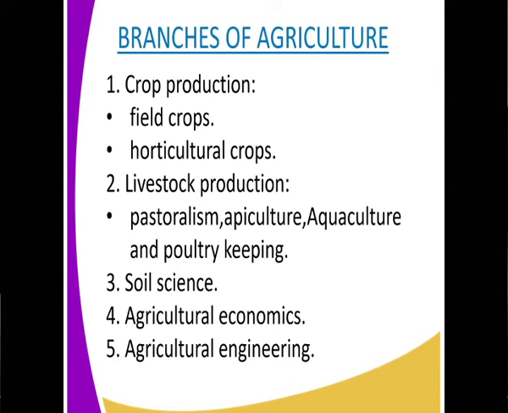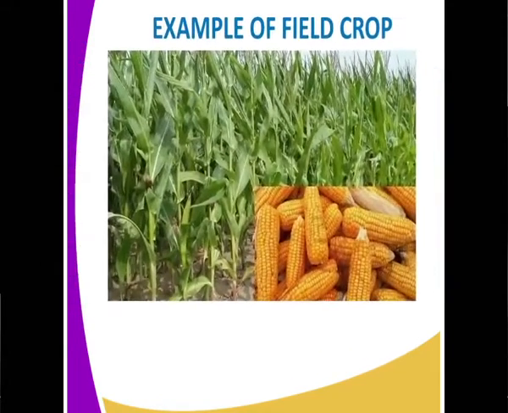On to the first branch, that is crop production. It is divided into 2. We have the field crops and also we have horticultural crops. Field crops are also divided into 2 categories: annual crops and perennial crops. The annual crops are the crops which normally take a duration of 1 year to mature, while the perennial crops are the crops that normally take a duration of more than 1 year to mature.